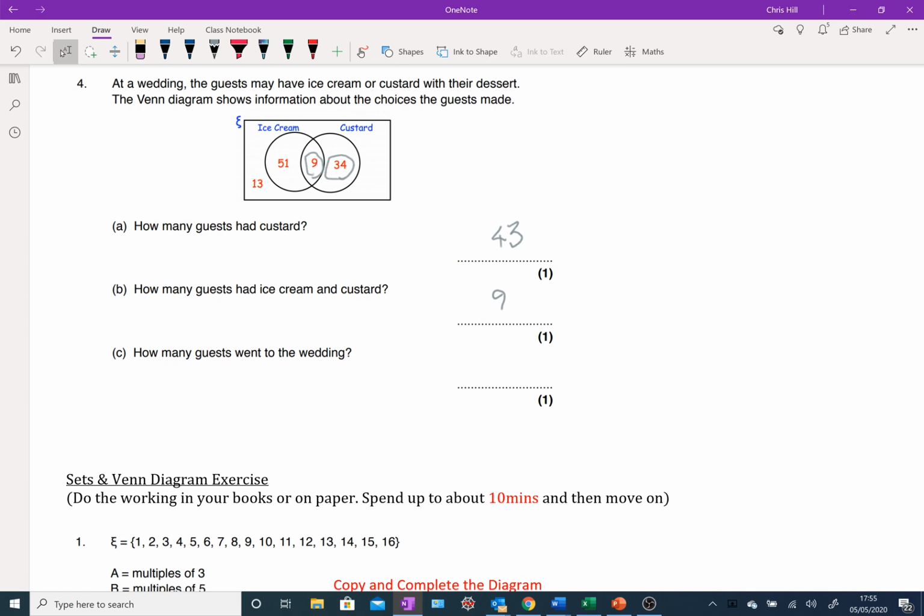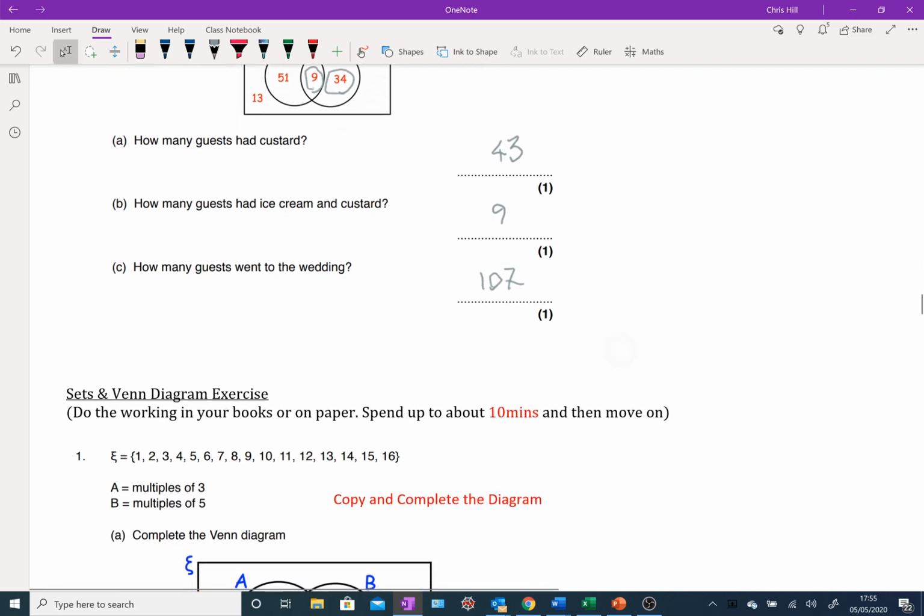How many guests went to the wedding? Okay, so we're not told that, but we can imply it from the diagram, because we know that the total number of elements in the universal set is equal to all the numbers added together. So it'd be 13 plus 51, 64, plus 9, 73, so that would be 107. So all we've done there is added up all the numbers in the different categories.